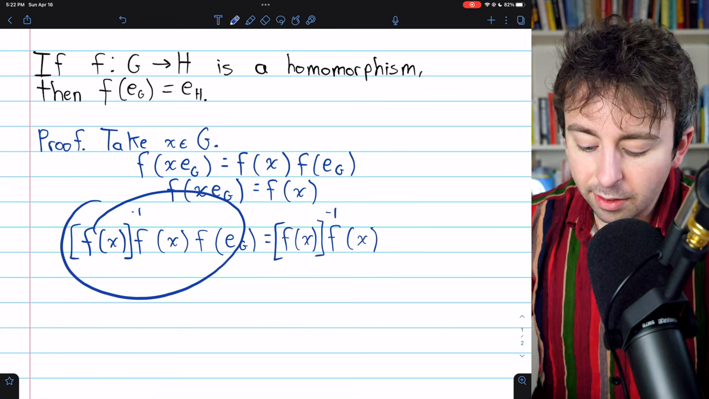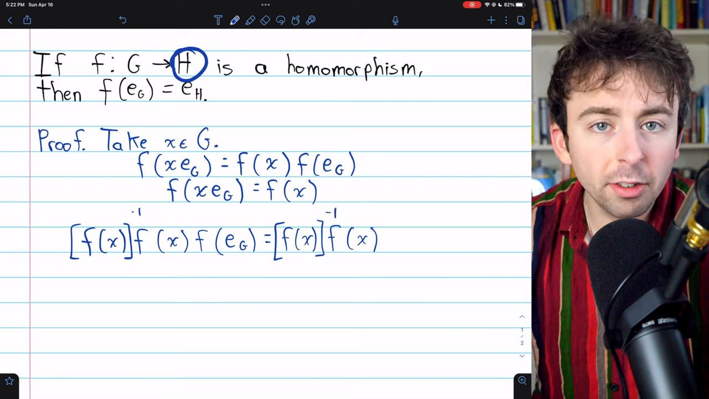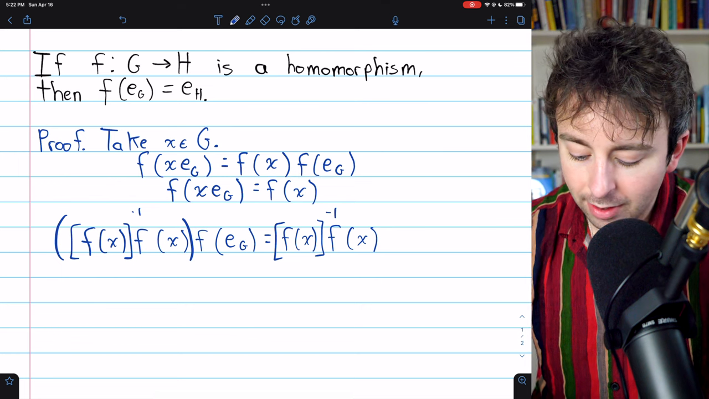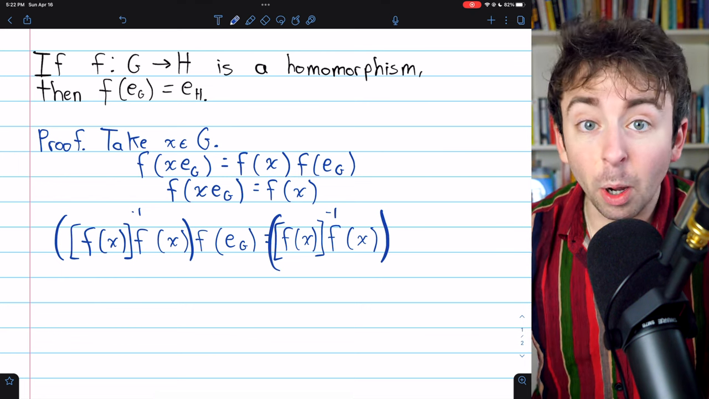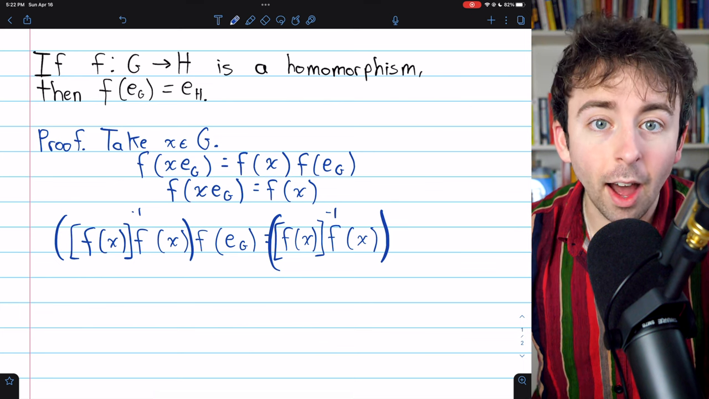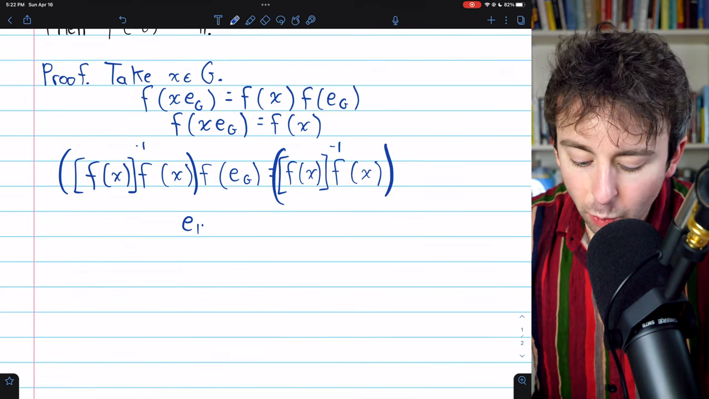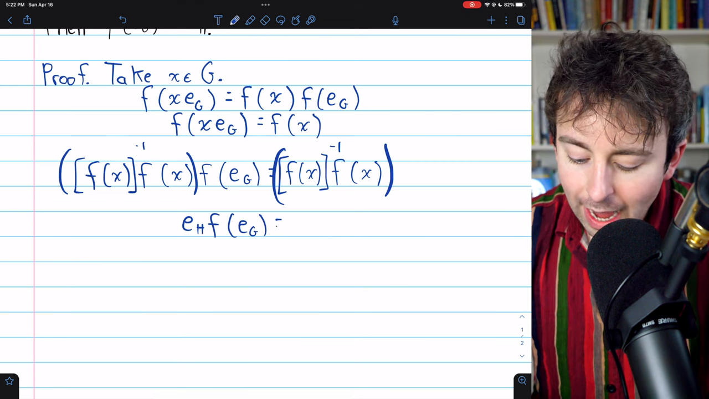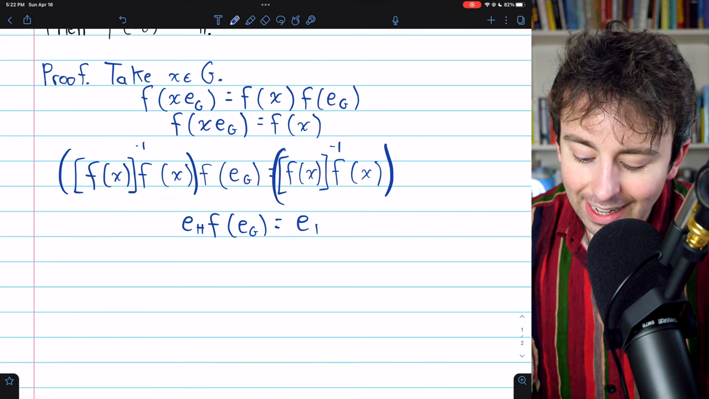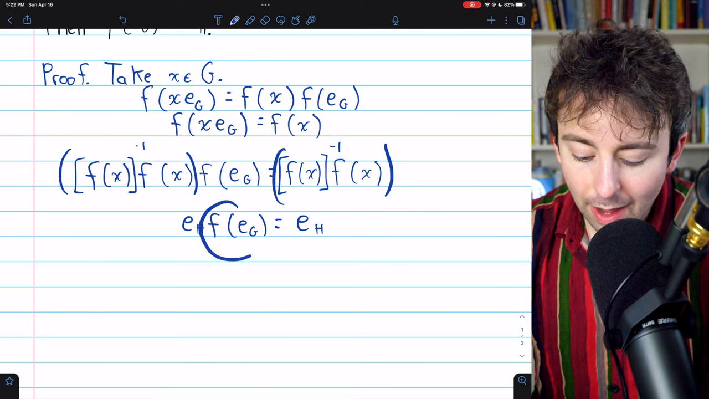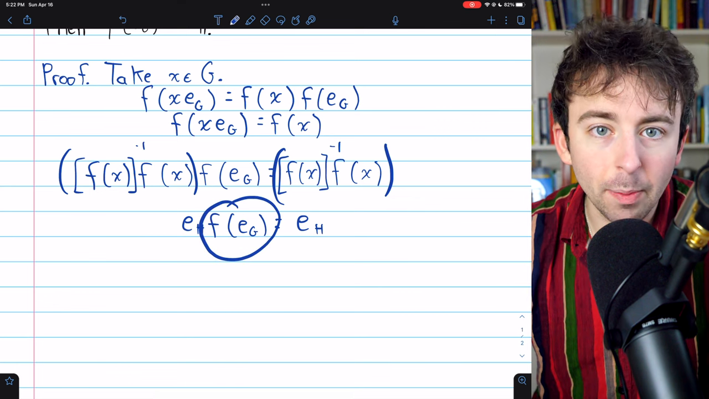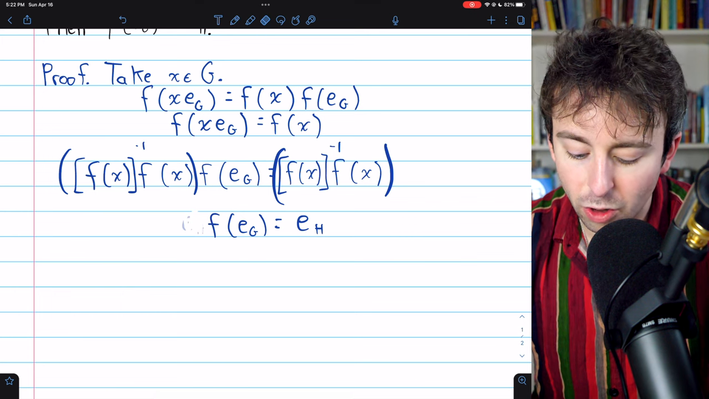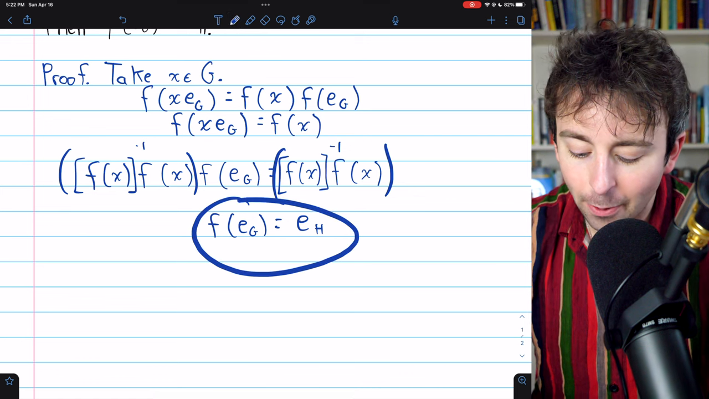Now, of course, all of these are elements of our group H. So the operation here is associative, and we can combine f of x inverse with f of x, and of course f of x inverse with f of x. In both cases, it gives the identity element of H. So on the left side of the equation, we have the identity element of H multiplied by f of eG, and on the right side, we of course also have the identity element of H. Now f of eG is also an element of H, so when we multiply that by the identity of H, the identity just doesn't do anything, so we can erase it, and we have our desired result.